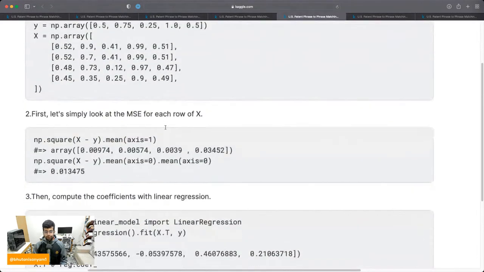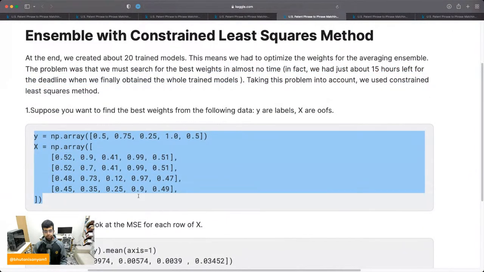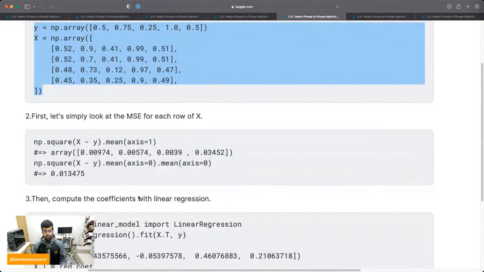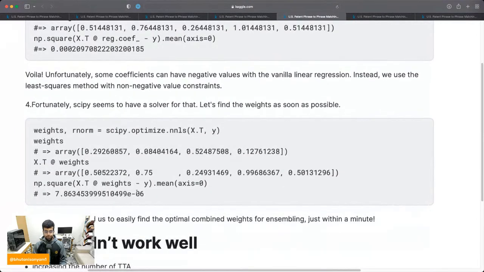And basically, they're showing how they use linear regression across a data set of best weights that they had come up with. And they say SciPy allows you to do this very conveniently.